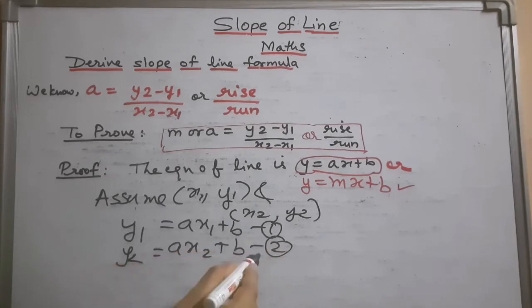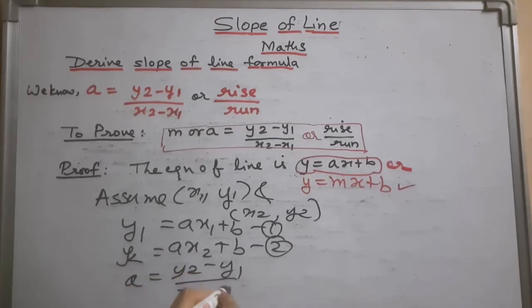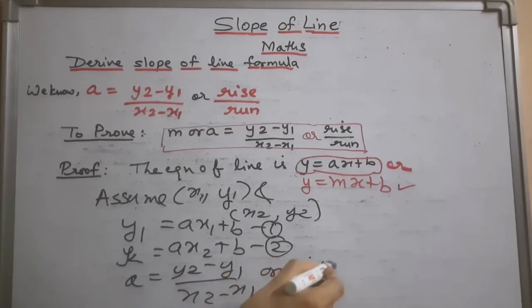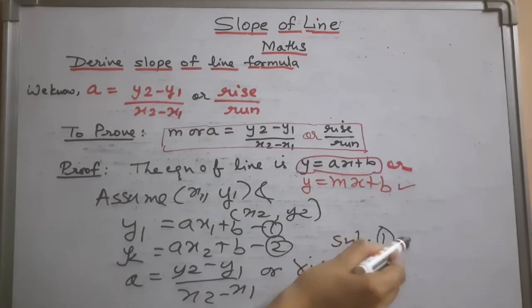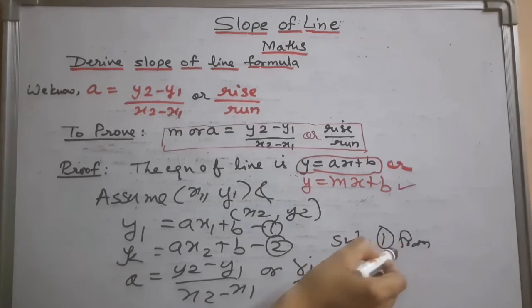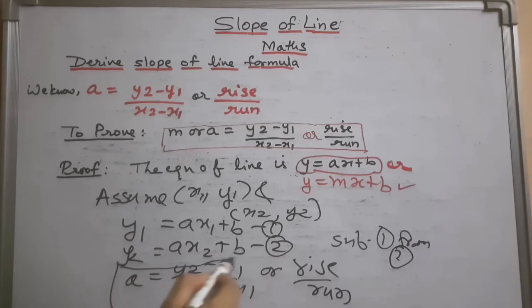Now subtracting equation 1 from equation 2, we will get A is equal to y2 minus y1 by x2 minus x1, or rise upon run. So this is our formula.